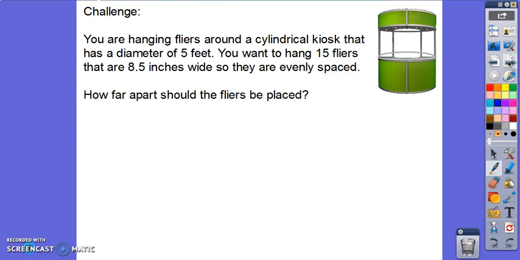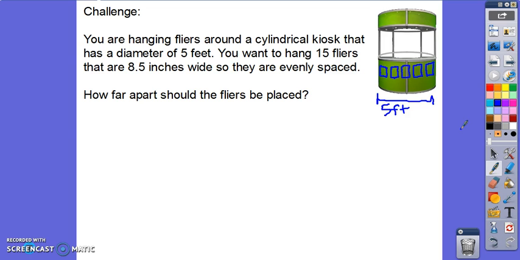You're hanging flyers around a cylindrical kiosk. So you're hanging up these flyers, leaving some space between each one, all the way around. And we've got a diameter of 5 feet. I want to hang 15 flyers that are 8.5 inches wide each, right? 8.5 inches per flyer. That's a rate. So they're evenly spaced. How far apart should the flyers be placed?